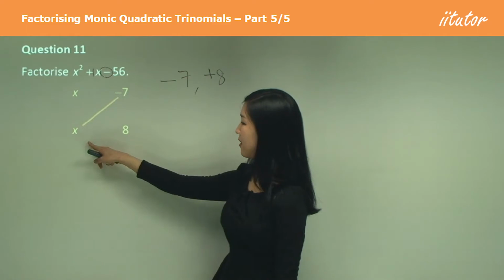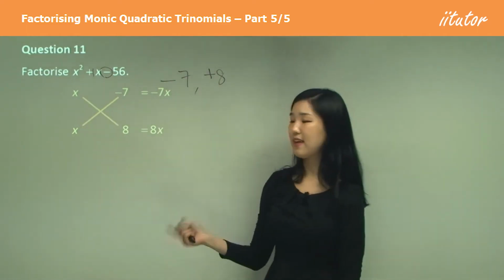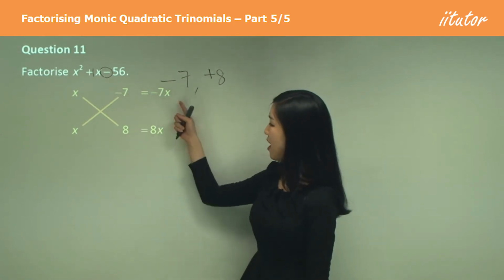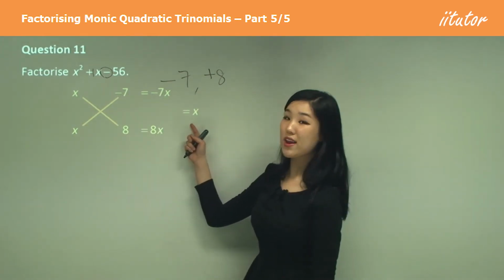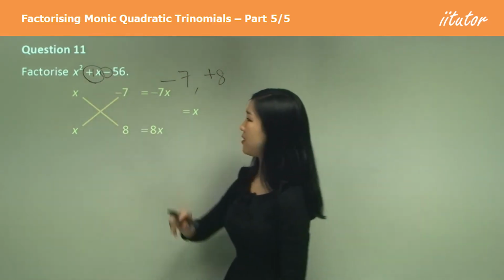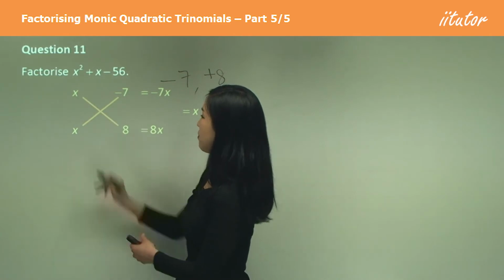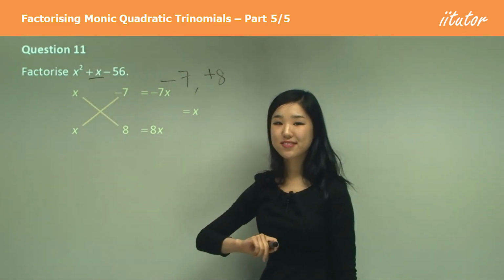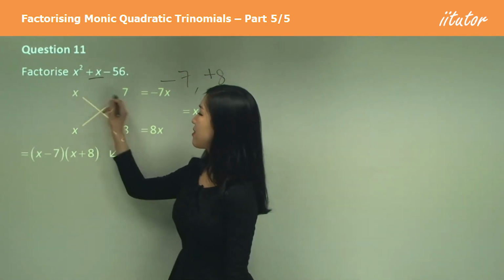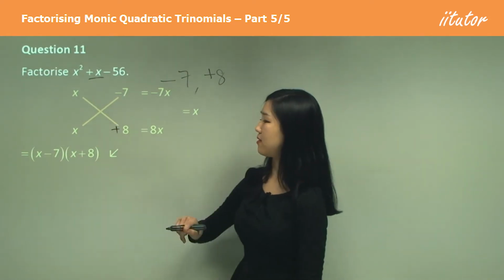Draw your cross. X times negative 7 is negative 7x. X times 8 is 8x. Negative 7x plus 8x is 1x, or just x, positive x, which is the same as what we have here. I'll rub that off. Yeah, we've got the positive x. So the answer is x minus 7, x plus 8. Okay, remember there's a plus there, isn't it?